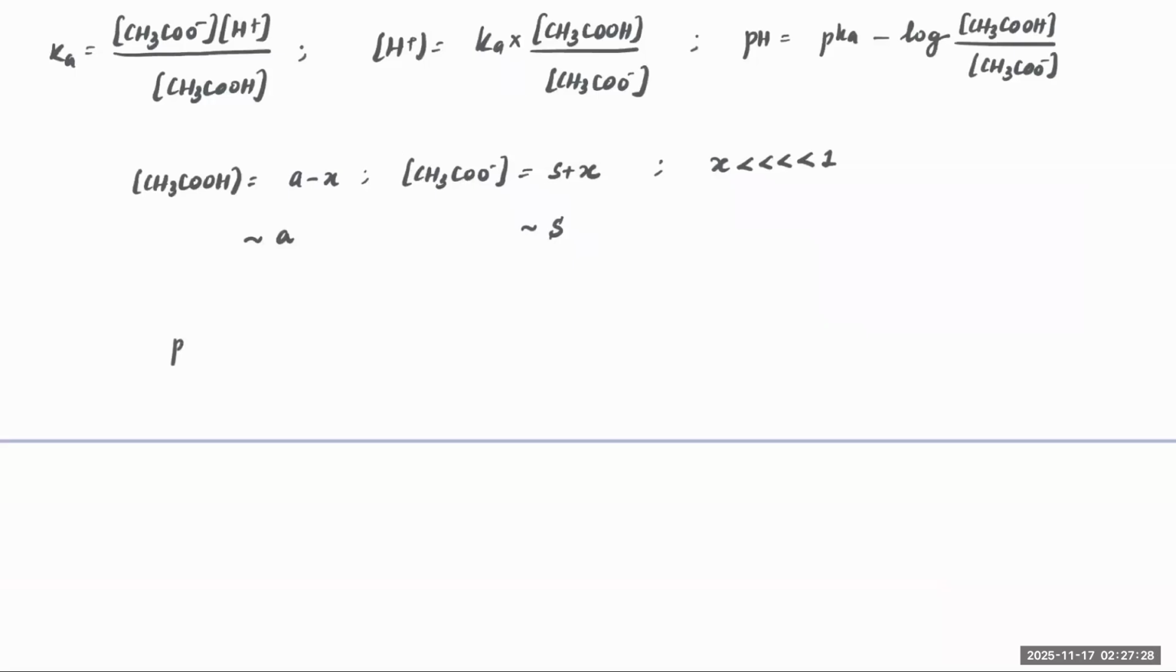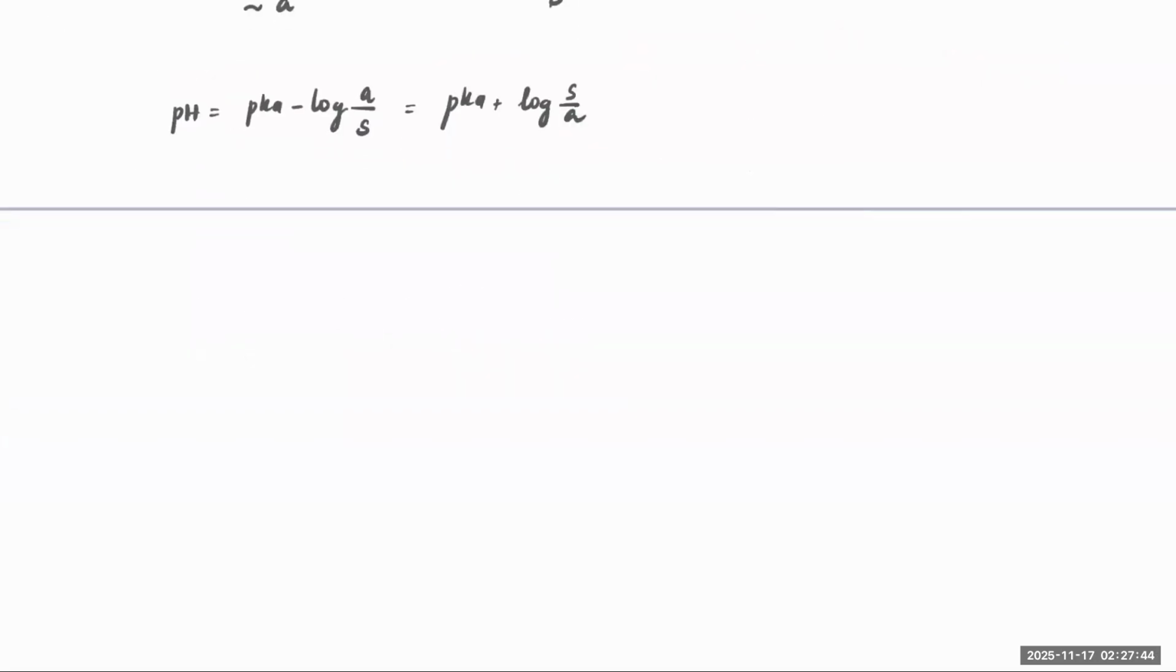Hence, how do we write pH? Now, pH can be written as pKa minus log of acid by salt concentration, or simply pKa plus log of salt by acid concentration. So this equation which we write is pH equal to pKa plus log of salt by acid concentration.